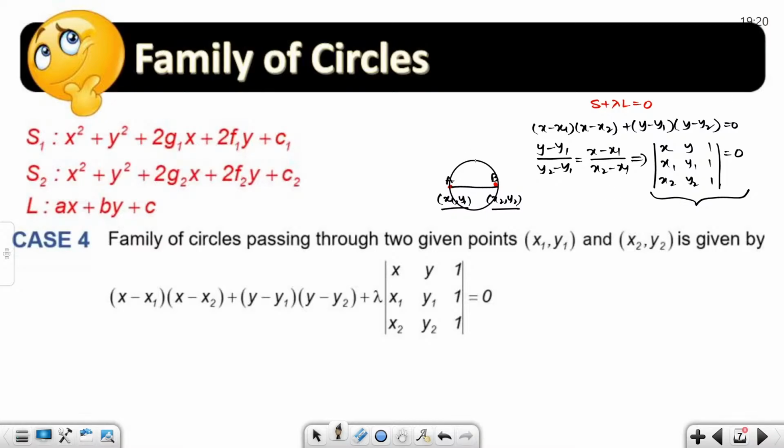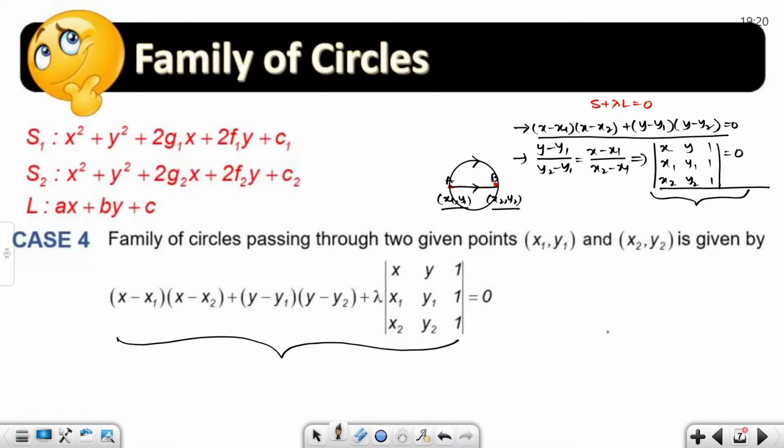Now you observe, you have this circle and you have this line. My actual question is to find all the equations of the circles which are passing through these two points. Is it not the same as finding all the circles which are passing through the points of intersection of this circle and this line? Yes or no? Absolutely. Therefore, the equation of the family of circles passing through the points of intersection of this circle and this line is given by this one.